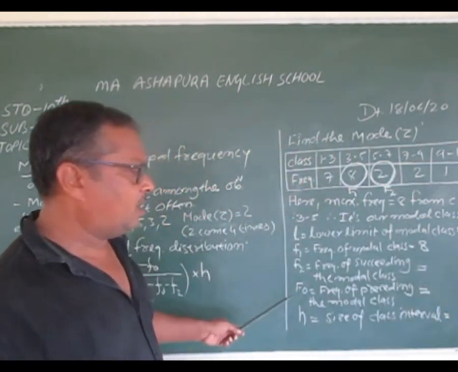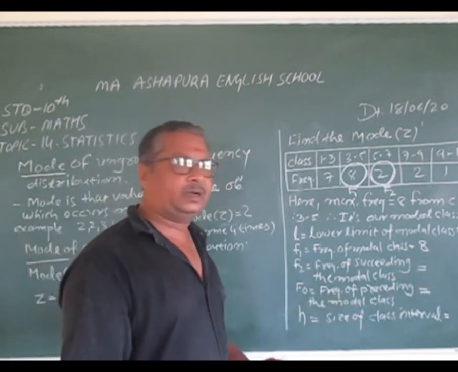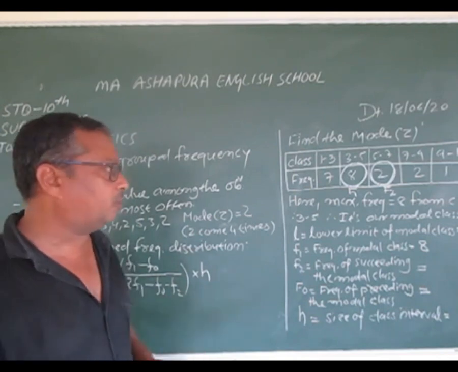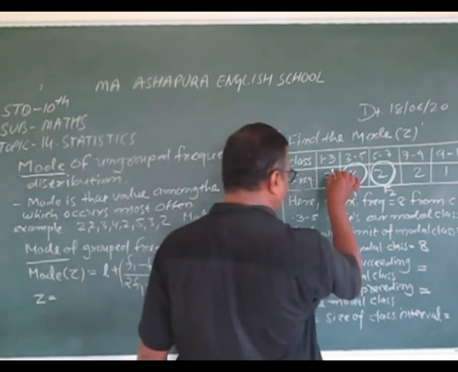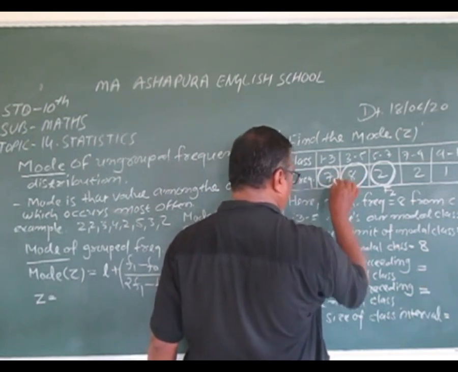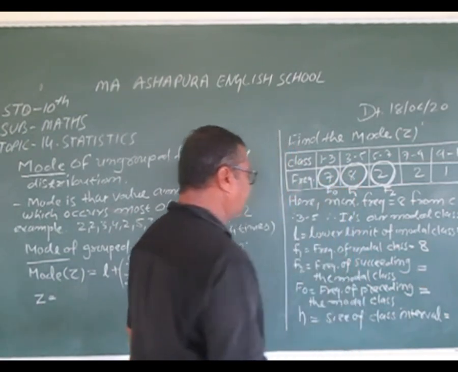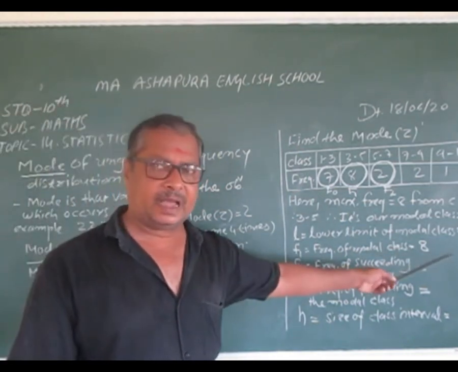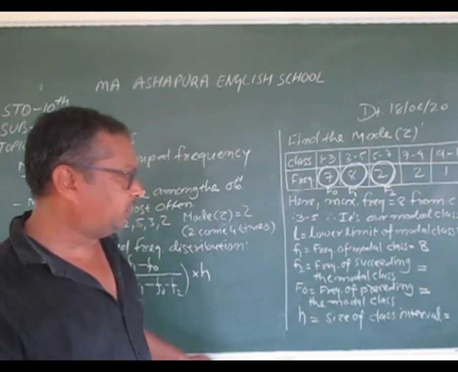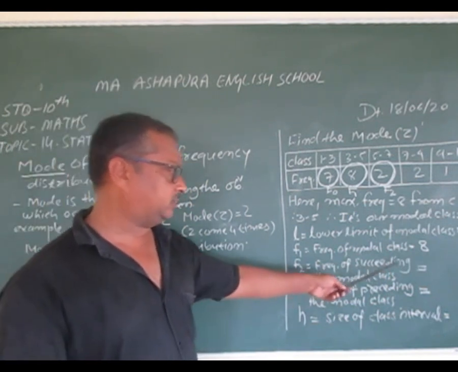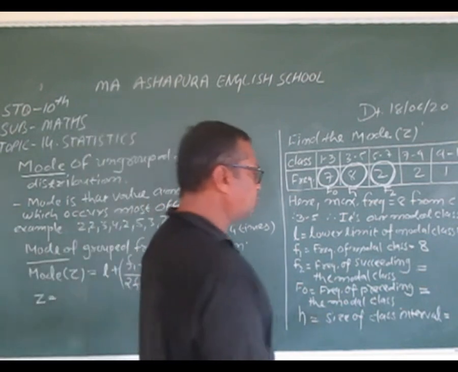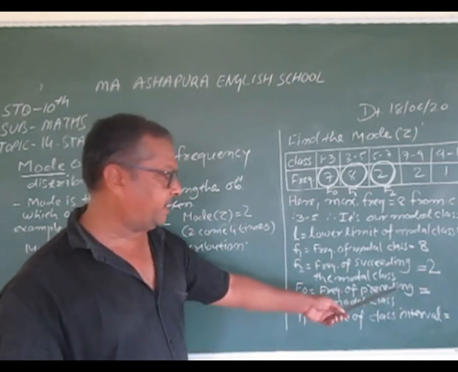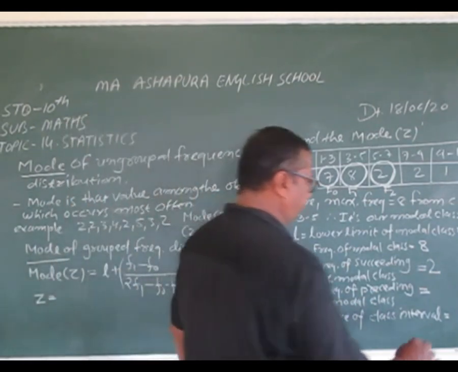Now what is F0? Frequency of the class preceding the modal class. Meaning the frequency before the modal class is called F0. So 7 is F0. So put the values from the data. F1 is the frequency of the modal class, which is 8, the maximum frequency. F2 is the frequency of the class succeeding the modal class, which is 2. And F0, the frequency of the class preceding the modal class, is 7.